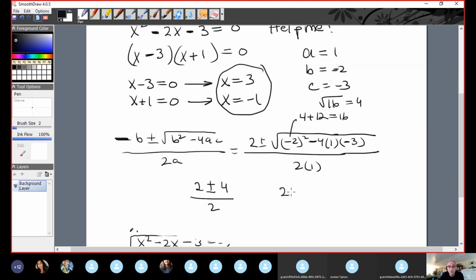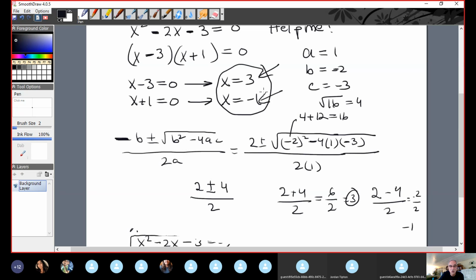And you separate: 2 plus 4 over 2, and 2 minus 4 over 2. 2 plus 4 is 6, divided by 2 is 3. Wow, I got it. Look at that, exactly the same as before. 2 minus 4 is negative 2, and negative 2 divided by positive 2 is negative 1. You got it. Okay, okay.